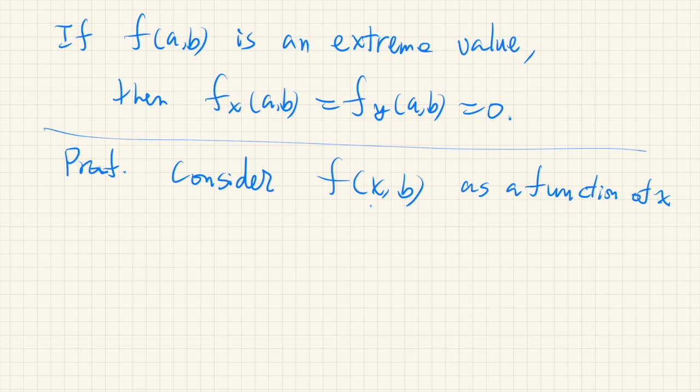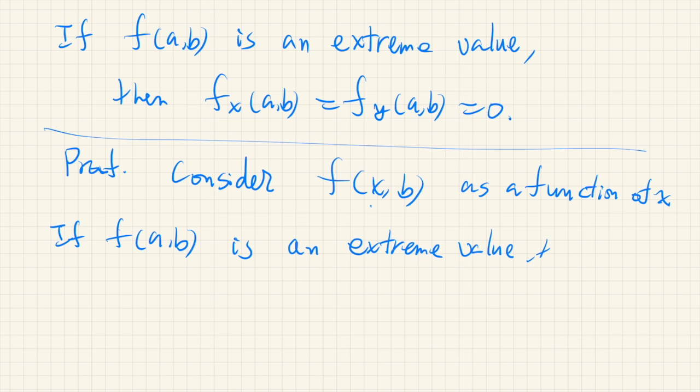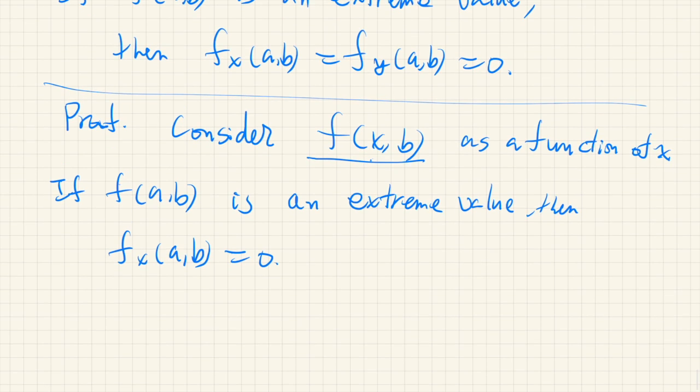So if f of a b is an extreme value, then if we differentiate this function with respect to x, we have f x of a b. We differentiate and substitute x with a. Then this value should be 0. Okay, and we do this.